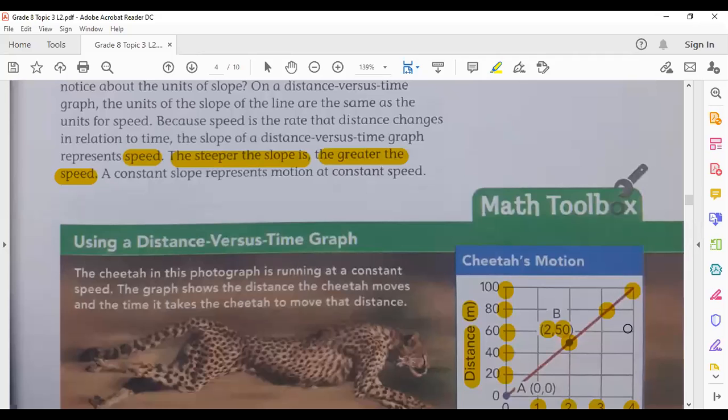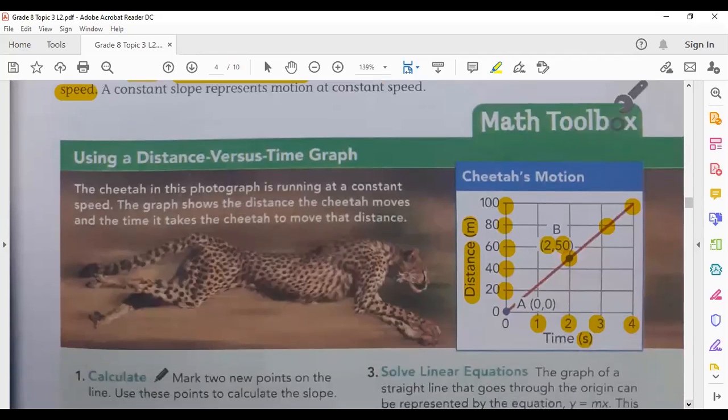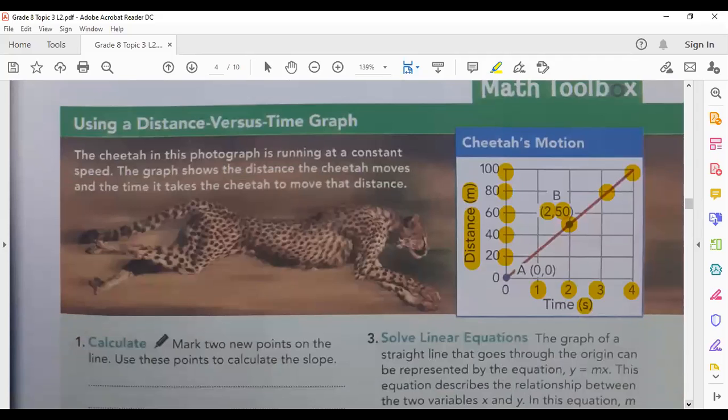So, distance versus time graph. Let's do this exercise. Read the question, Leif. The math toolbox. Mark 2 new points on the line. Use these points to calculate the slope. Brother, please louder. Mark 2 new points on the line. Use these points to calculate the slope.